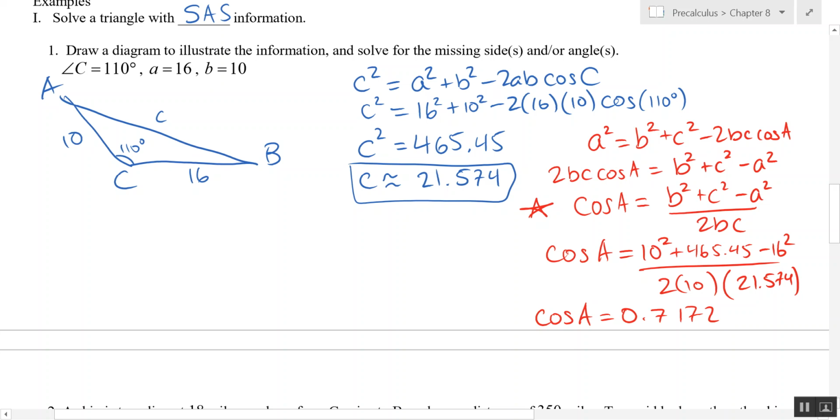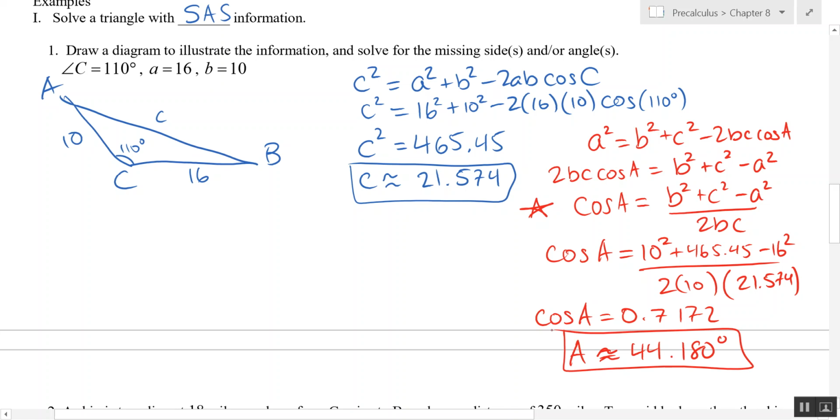And if you take the arc cosine of both sides, you can solve for A. We'll say A is approximately equal to 44.180 degrees. And again, just please make sure you're in degree mode for this on your calculator.